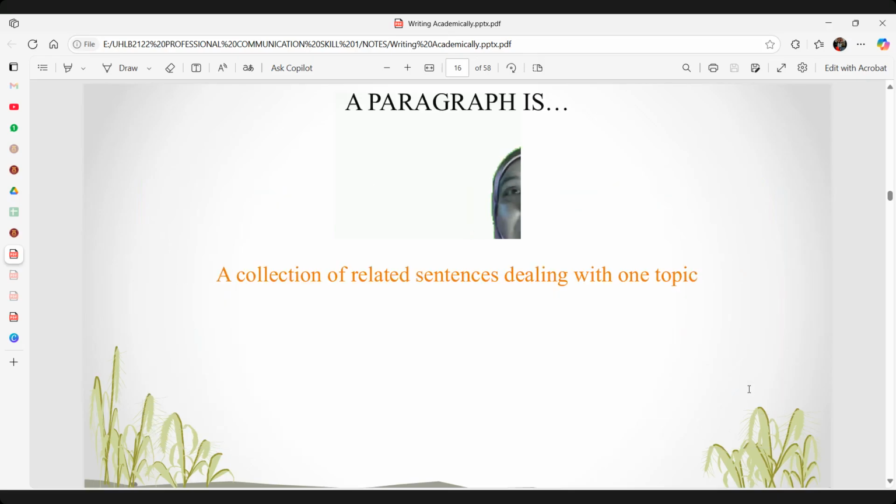Okay, now before we go further, let's start with the basic of paragraph. So what does it mean by paragraph? Paragraph means a collection of related sentences dealing with one topic. In a different word, or in an easy way to make you understand, one paragraph equals one idea. That's it. You cannot have two ideas in a paragraph. And if you read closely, you would realize that this is just one idea, but then the rest is just example and explanation.